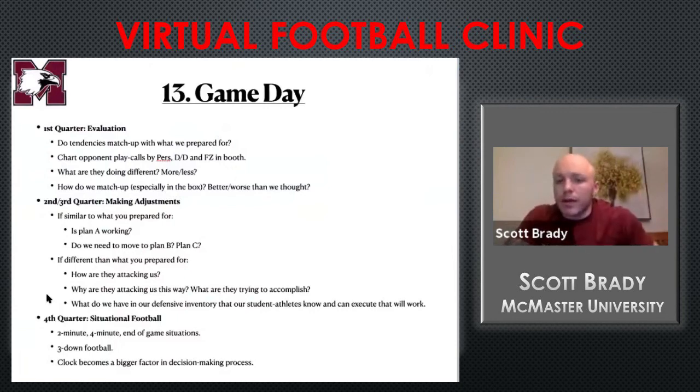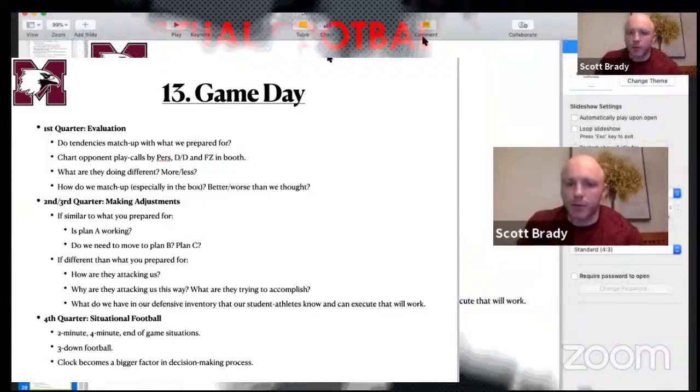And then once you get into the fourth quarter, now we're not talking about the tendencies or what they're doing anymore. Now it's all situational football. So now you're always communicating to the defense, okay, we're going in a 2-minute situation, 4-minute, there's 7 minutes left and they're down 2 scores. So now we're playing 3-down football. So second down is going to be a little bit different. And once you get into that fourth quarter, the clock really overtakes everything. So now the most important factor is the clock and the scoreboard, as opposed to some of the other stuff that you've prepped throughout the week.